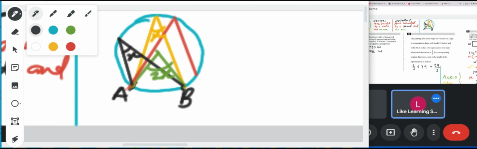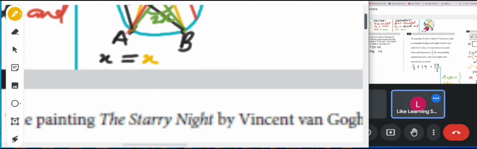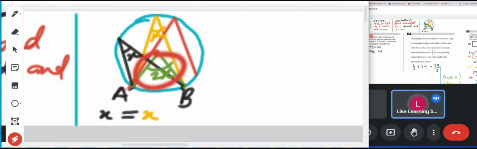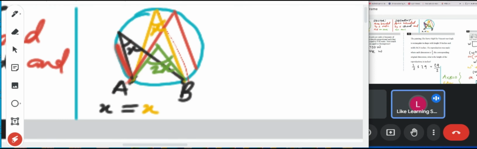In other words, the black X is equal to the yellow X, and the green one is double of each one of them. So you can also think of a rule like this: angles subtended by the same arc or the same segment, once they are all subtended by the same arc anywhere at the circumference, those angles must be equal. X must be equal to X.